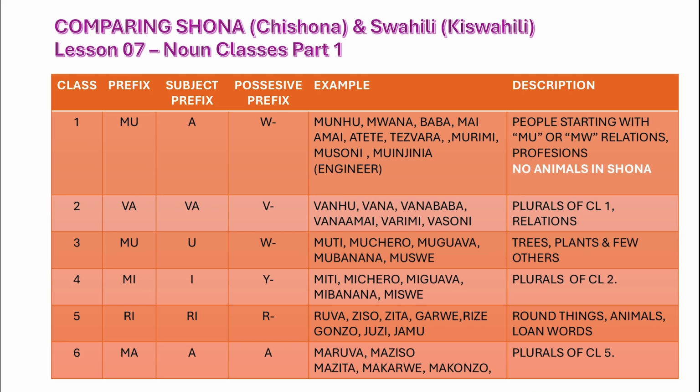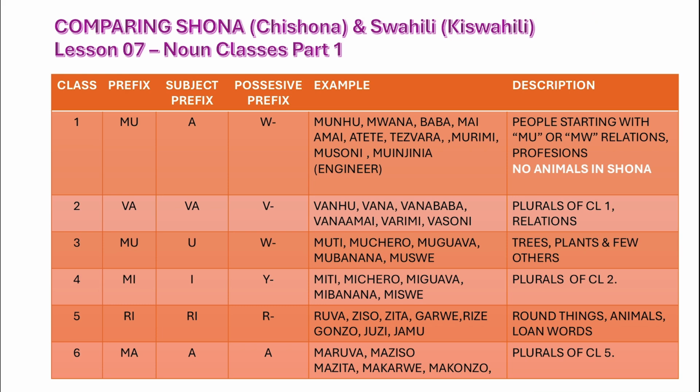Class 3 and 4, mumi. Most of these are trees and plants and a few other nouns. Example: muti is tree; muchero is a fruit. And when we say mugwava, it means it's a guava tree. Mubanana is a banana tree. Other items like muswe, a tail, such as an animal tail.